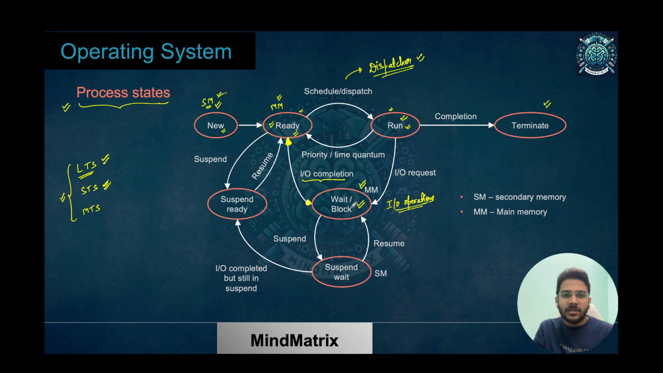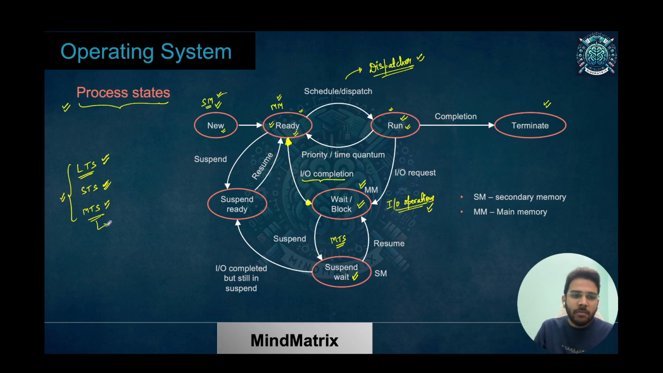In that case, when your main memory is out of space and you want to accommodate more processes in the main memory, the processes which are performing input output operations, you will be shifting from wait or block state to the suspend wait, and that is going to be done by your medium term scheduler, the third scheduler. Clear?